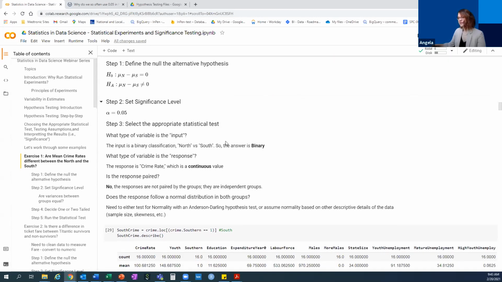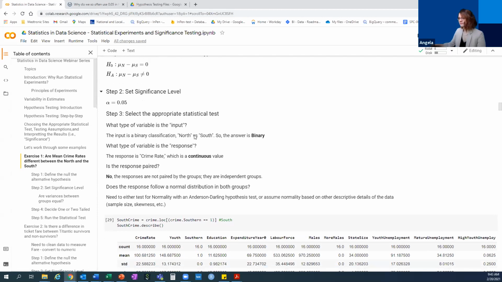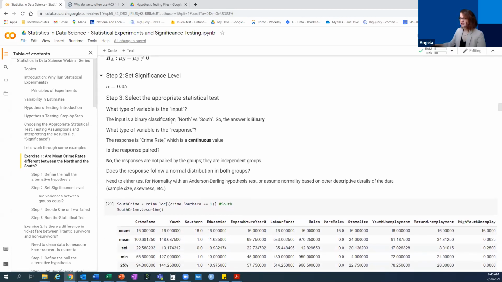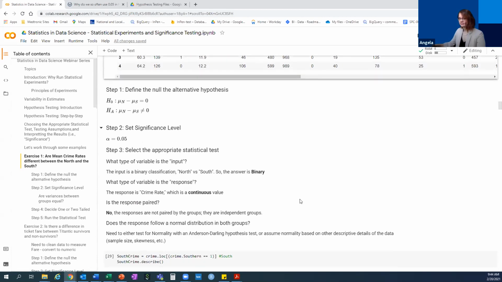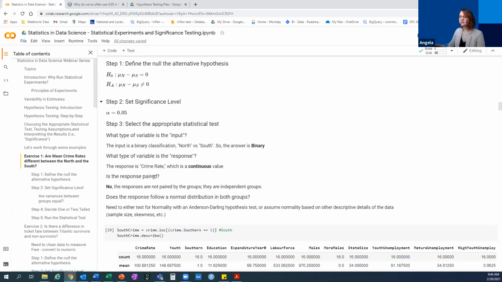And now we'll select the appropriate statistical test. So first, what type of variable is the input? The input is a binary classification of North versus South, so the answer is binary. What type of variable is the response? The response in this case is crime rate, which is a continuous value, as we can see from the data here. Is the response paired? The answer to this is no. They're not paired because these two groups are independent. You have a group of crime rates from the North, a group of crime rates from the South. There's no interaction there.